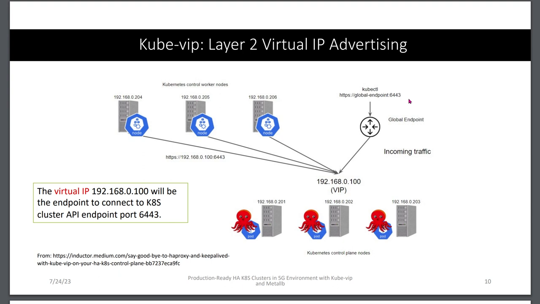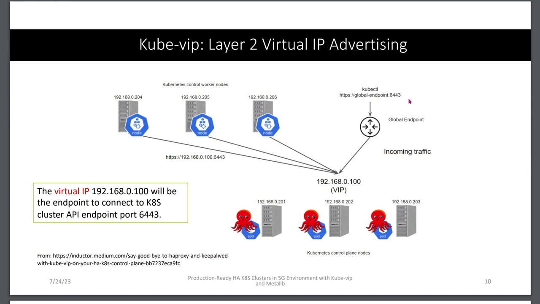Okay. The first tool, so there are three tools that can help with this. The first one is called Kube-vip. Kube-vip is very simple. Basically, I have three nodes, and each node has its own IP address. When I talk about a node, it's just a VM, okay? So they have 204, 205, and 206.